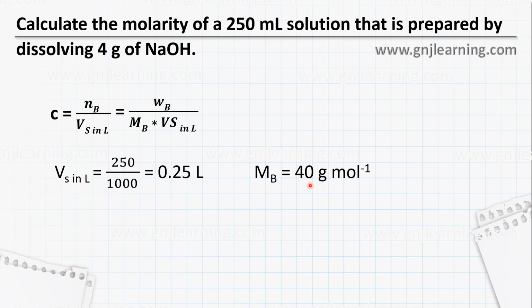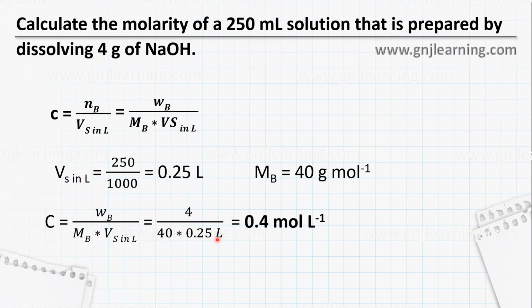So we have 40 gram per mole, and we have Wb, that is 4 gram. You substitute all these values into this equation to get the molarity. So C is equal to Wb by Mb by V, which is 4 divided by 40 divided by 0.25 liters, and the answer is 0.4 mole per liter.